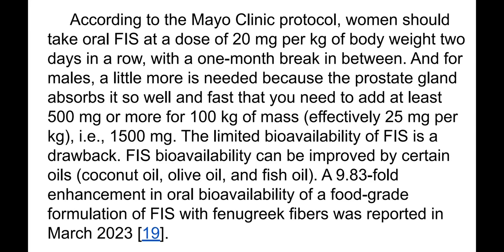Okay, according to the Mayo Clinic protocol, women should take oral fisetin at a dose of 20 milligrams per kilogram of body weight, 2 days in a row with a 1 month break in between. And for males, a little bit more is needed because the prostate gland absorbs it so well and so fast that you need to add at least 500 milligrams or more for 100 kilos of weight. So it will be 25 milligrams per kilo, or approximately 1.5 grams of fisetin.